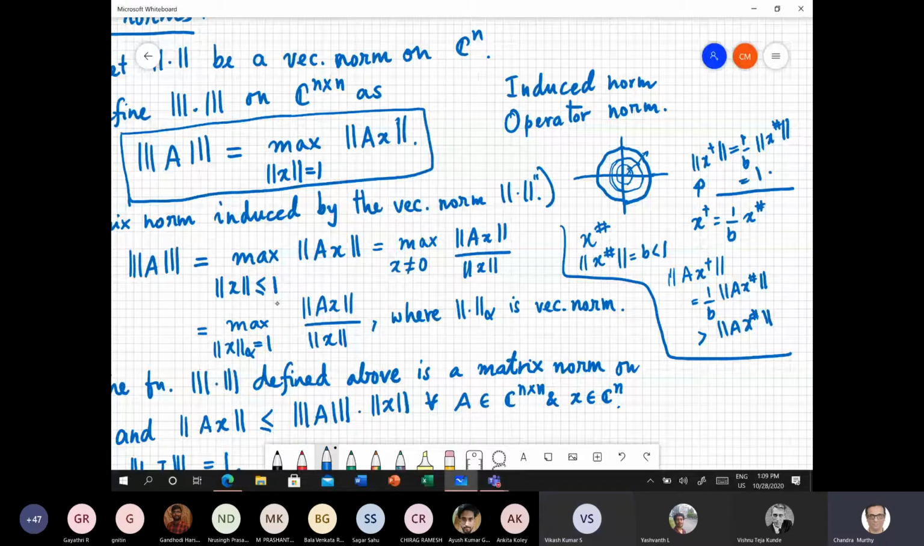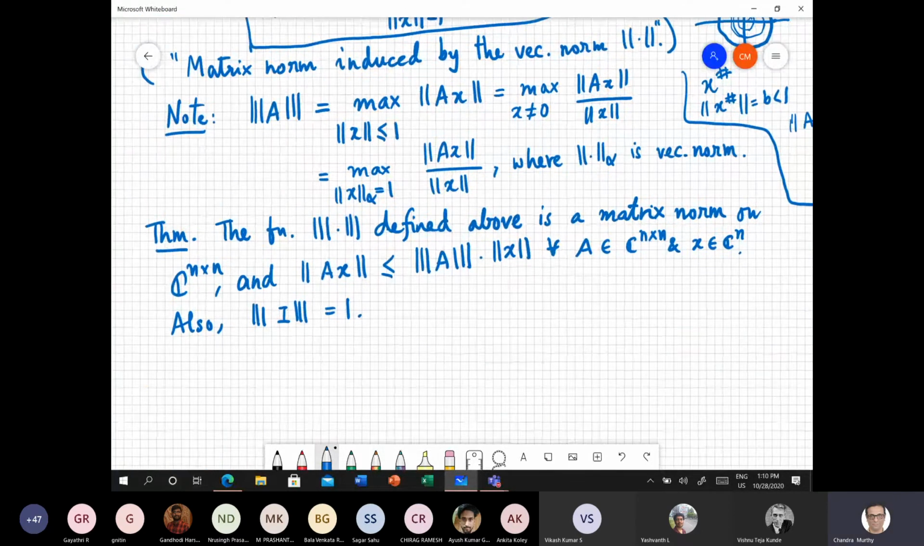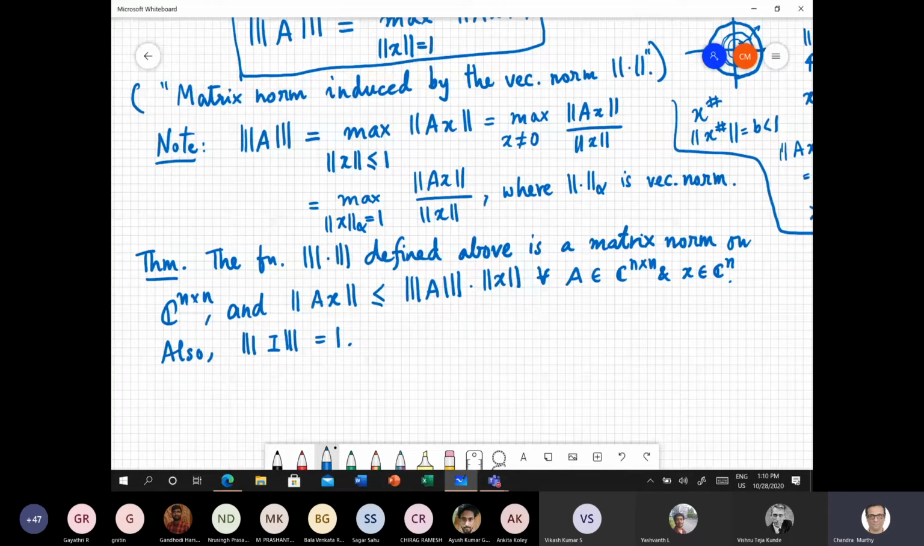I don't have to restrict to x less than or equal to 1. I can maximize over all x not equal to 0 by simply including norm x in the denominator of this objective function. That is the idea. So this is the theorem: whatever we defined earlier is in fact a matrix norm. Let's check this. Again, we need to verify non-negativity, positivity, homogeneity, triangle inequality, and submultiplicativity.